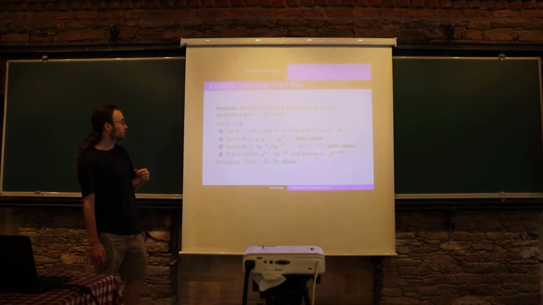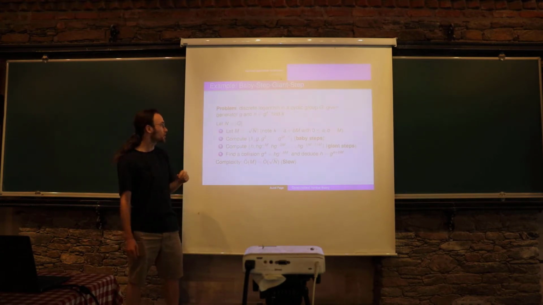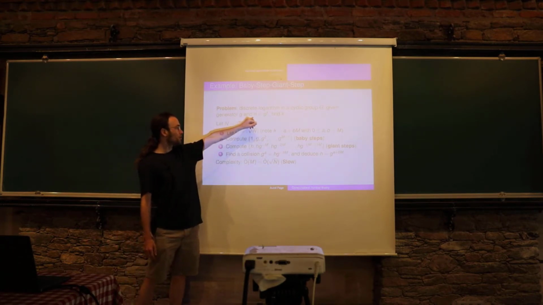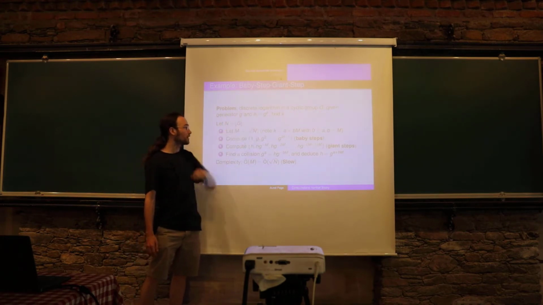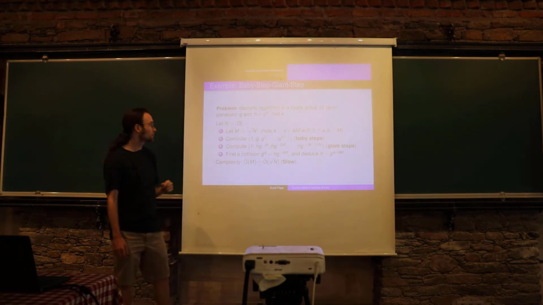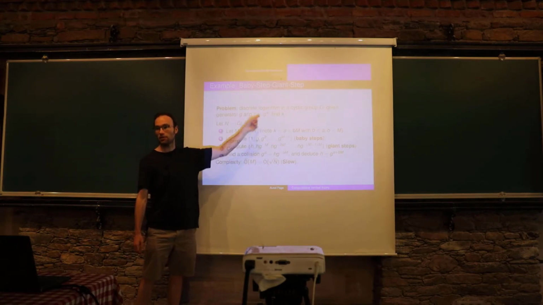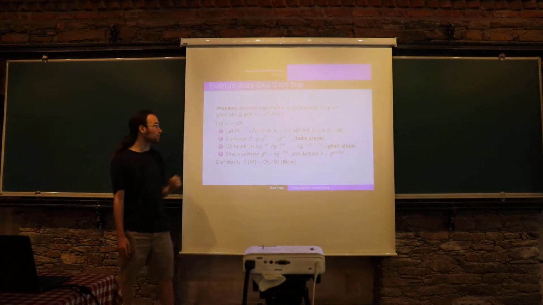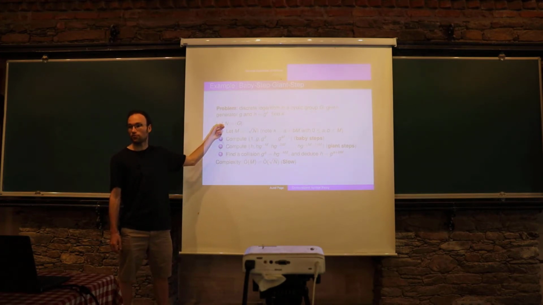So recall the problem. We have a cyclic group G with a generator g that is given, and we are given another element h. Since g is a generator, h is a power of g, and we want to find the power. So the naive algorithm to do that would be to just try every power of k and compare the elements. So the time complexity of that would be O of n, the size of the group. Just try every power.